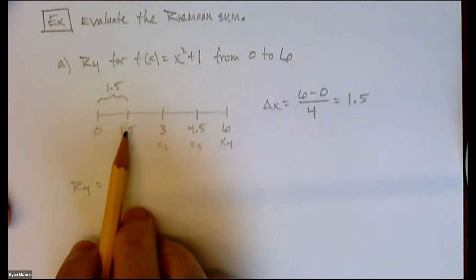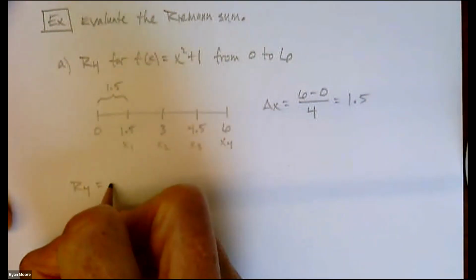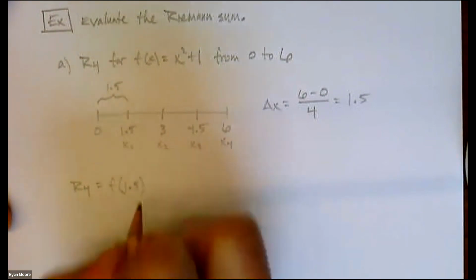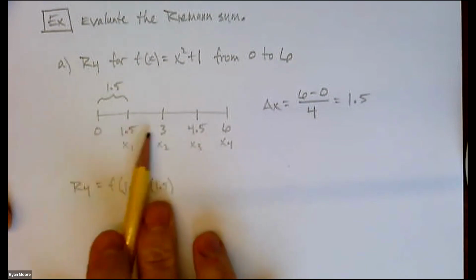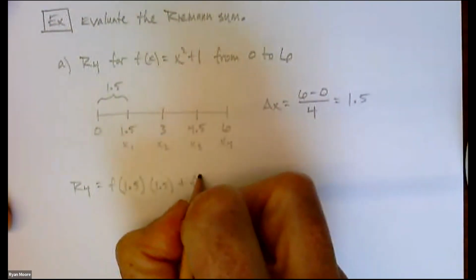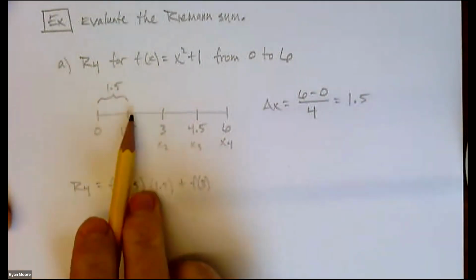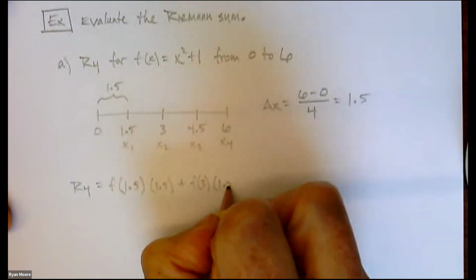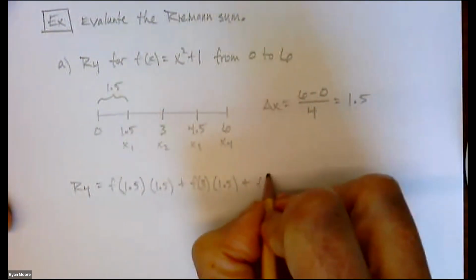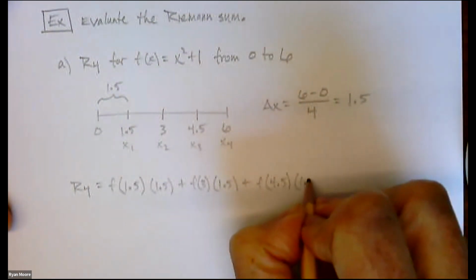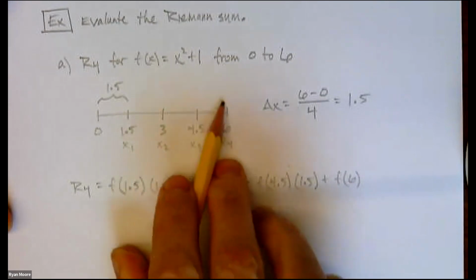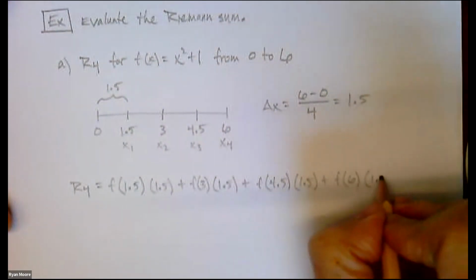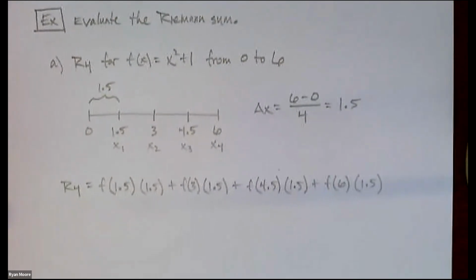Here's what I can do. The height of my first rectangle is at 1.5, so I'd find the height by plugging that into the function. And then the width, I'd multiply by 1.5. So that's my first rectangle. My second rectangle, the height is at 3, but it's still got a width of 1.5. The third rectangle, the height is at 4.5, so f of 4.5 times 1.5. And finally, the fourth rectangle, the height occurs at 6, so f of 6 times 1.5. And I could crunch all these numbers and get it.